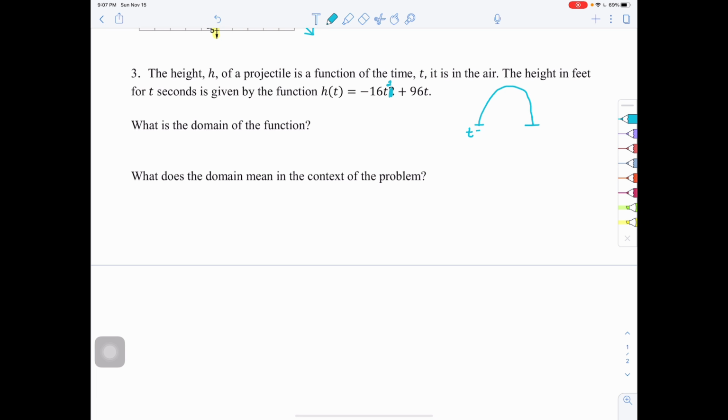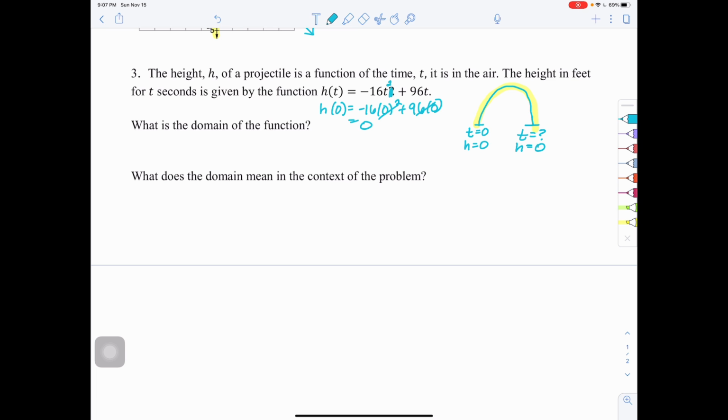Now we know that at the beginning, t is 0. And let's plug in 0 to see the height where it is at time 0. So h of 0 is negative 16 times 0 squared plus 96 times 0. Well, all of that is just 0. So the height is 0 on the ground. So then it's going to go up in the air, and then all of a sudden it's going to come back down to the ground. So what we know is that there must be another time when the height is 0.